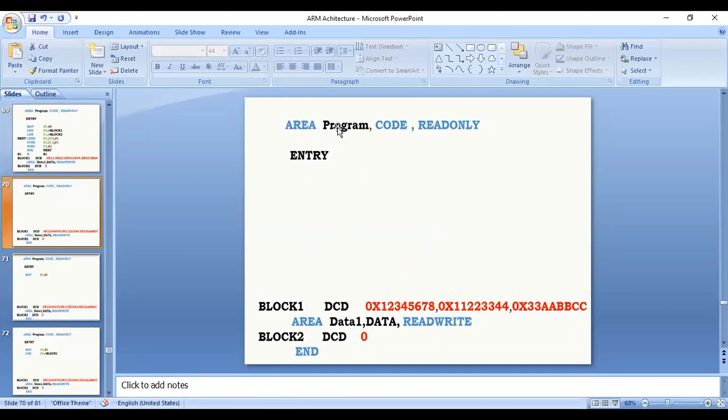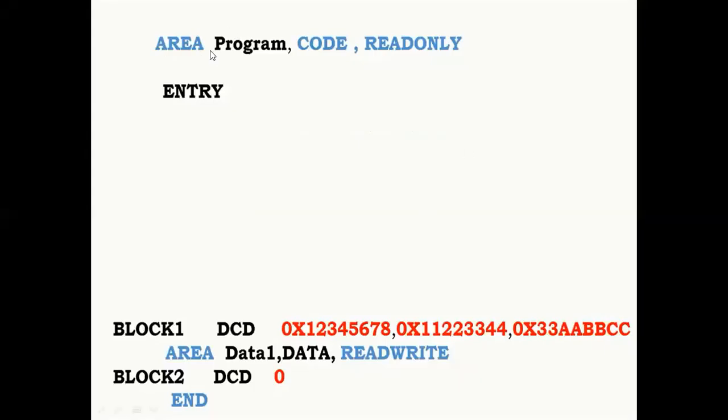AREA program, this is the name of the program. CODE, READONLY, ENTRY is the starting of the program. You are initializing three 32-bit values into block 1 using DCD, define constant double. These values should come to the read write memory, so that is AREA DATA1, DATA, READWRITE, and you are initializing block 2 as define constant double to 0.